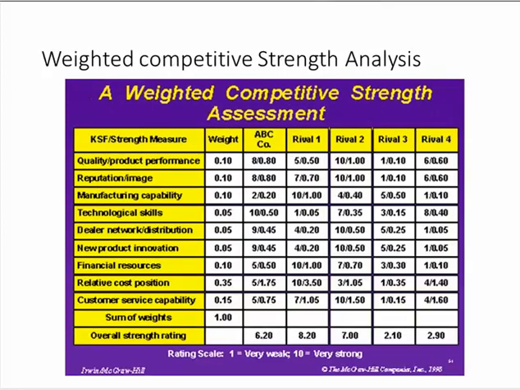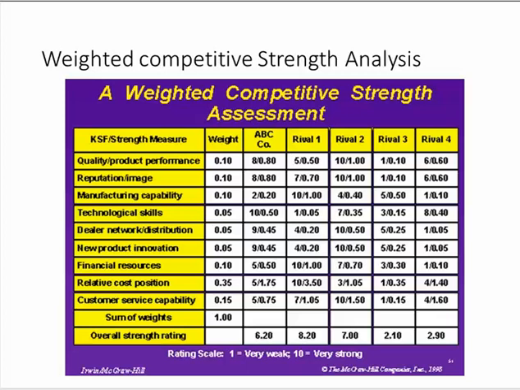Then you take the same competitive strength analysis with your key success factors, and based on what you know about your company and what's important to your company, you give them a weight. It has to be 0 to 1. It has to all sum up to 1. But if you look, relative cost position is really, really important. So it was given a 0.35. And then customer service capability, very important, given a 0.15. And then there were 4 areas with a 0.10 and a few areas with a 0.05, not as important.